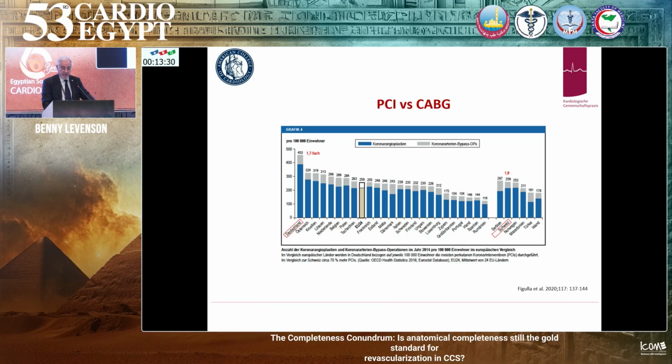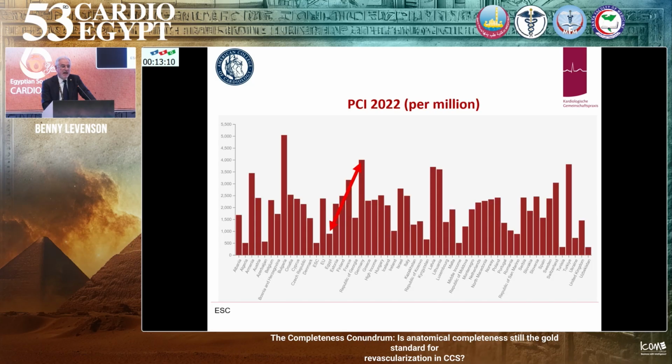So these are old data comparing PCI to CABG from 2014. And you see on the left-hand side, the blue columns are the PCIs. The gray columns are the CABGs. Germany is leading, and other countries are trailing far behind. More recent data, PCI 2022, the latest available data per million inhabitants. And you see between the red arrow, Germany, the high column, 4,000 PCI per million inhabitants, and Egypt with roughly 700, 800 PCI per million inhabitants.